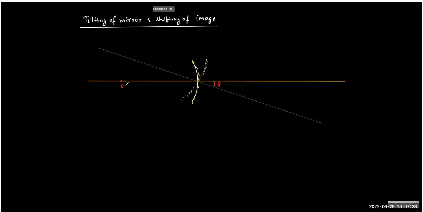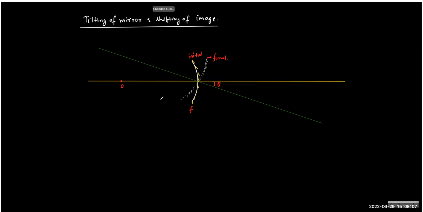So after solving this, for the first case, just assume that the object is here only, and this is the initial position of the mirror, and this is the final. And let's say the focal length is given as f. So they may ask you what will be the coordinate of the image if the mirror is rotated like this. Okay, that's the question.